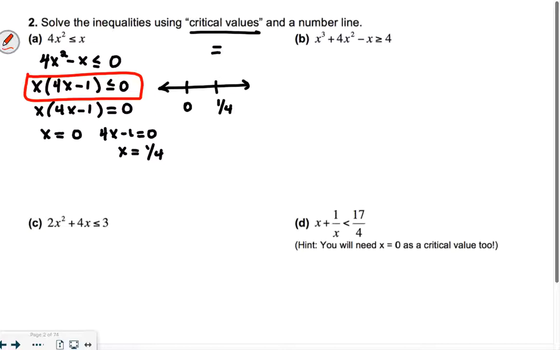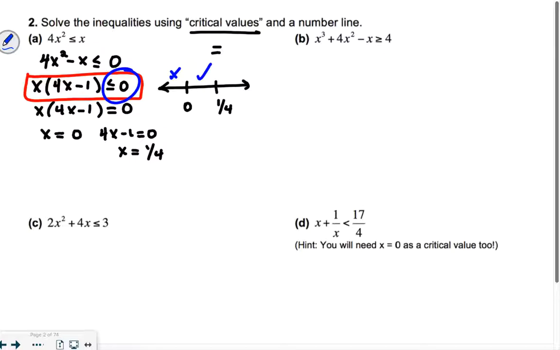So if I test -1 in that, I would have -1 times some kind of negative number, -5, right? Do you guys see that? What is a negative times a negative? A positive. Is that less than or equal to 0? No. So this would not work with -1. Okay, so let's try some other things. Let's say 1/8. Ooh, a little tricky, but that's okay, we got this. So 1/8 is positive times 4 over 8 is 1/2. 1/2 minus 1 is negative. So a positive number times a negative number is negative. Is that less than or equal to 0? Yes, so that works.